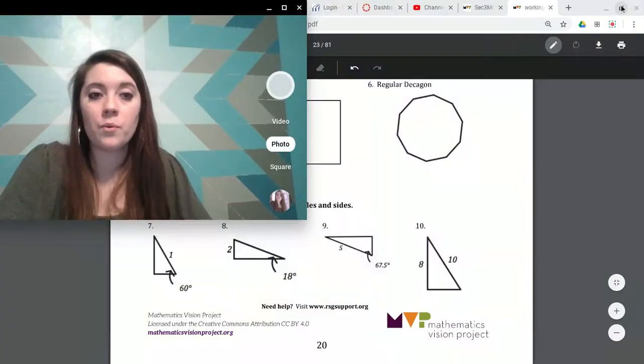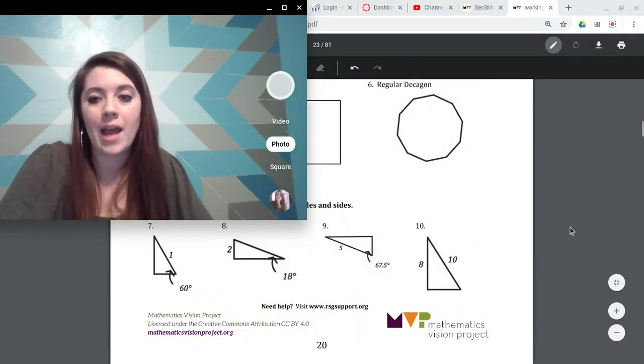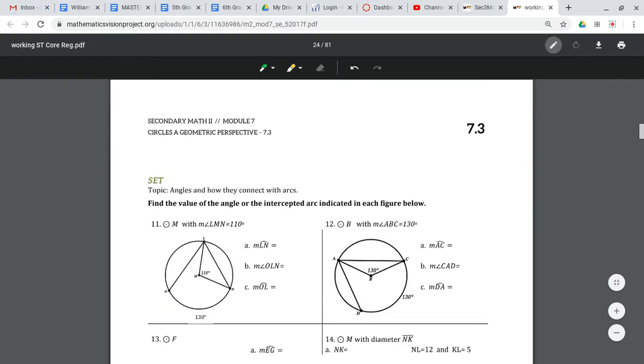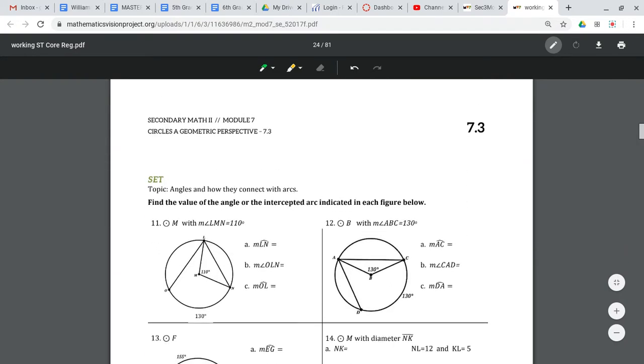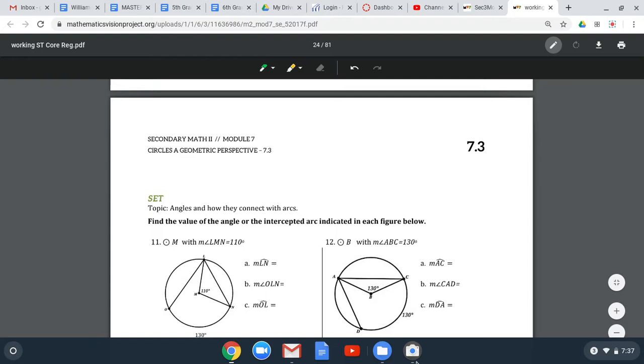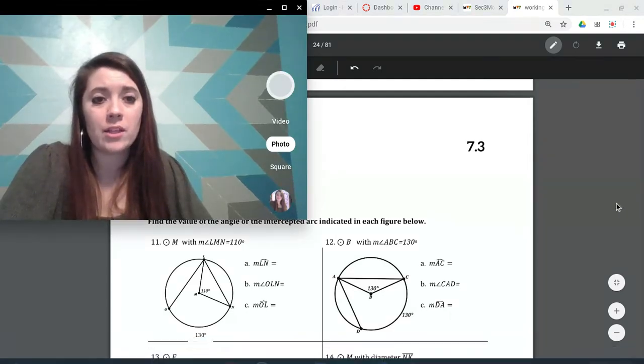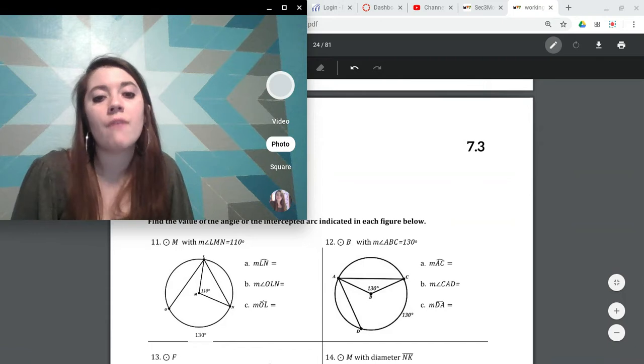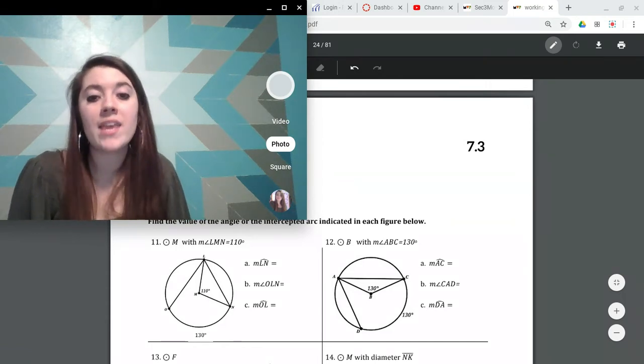All right, the next part of this, we're looking at more to deal with circles. Now, up until now, you haven't had a lot of circle things to know. You know about the radius, you know about the diameter, things like that. But now we're going to get into some new terminology and new parts of circles. So we want to find the value of the angle or the intercepted arc.